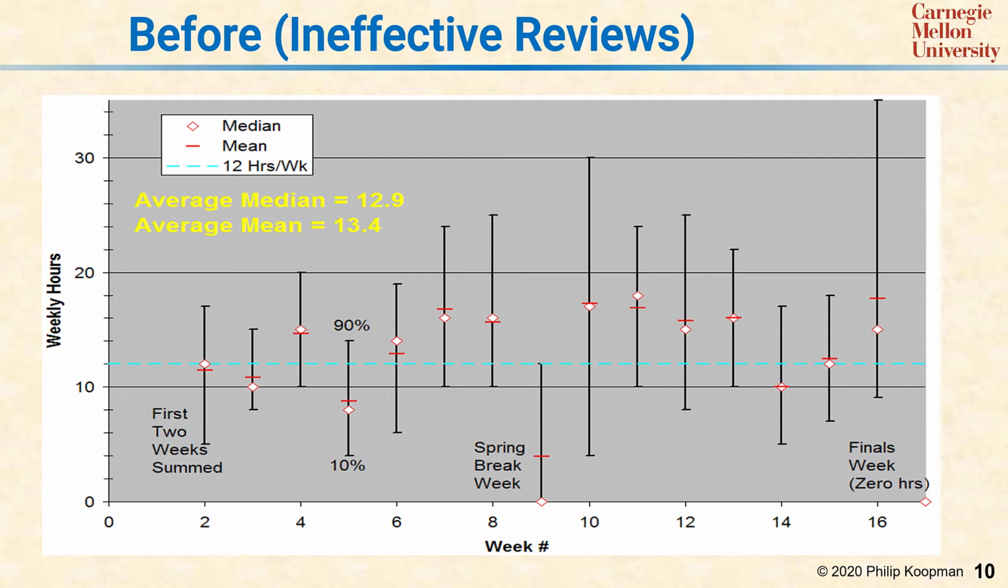I'm going to show you data from 2 consecutive semesters of a course I ran that shows the difference between ineffective reviews and effective reviews. The first chart shows a course where I required students to do peer reviews, but I did not have effective software quality assurance. I did not have an effective way to measure whether the reviews were getting done seriously or whether they were just going through the motions.